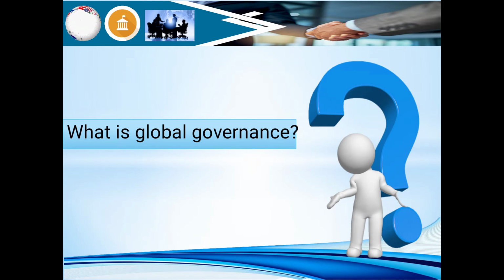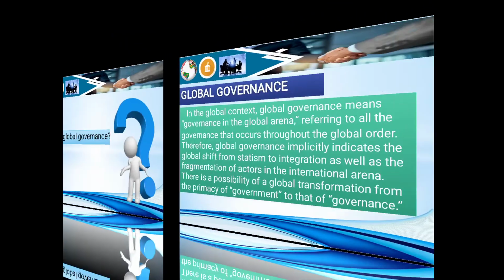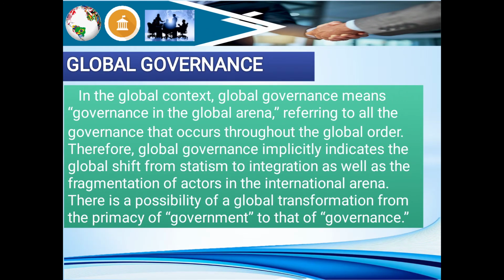What is global governance? In the global context, global governance means governance in the global arena, referring to all the governance that occurs throughout the global order. Therefore, global governance implicitly indicates the global shift from statism to integration, as well as the fragmentation of actors in the international arena. There is a possibility of a global transformation from the primacy of government to that of governance.